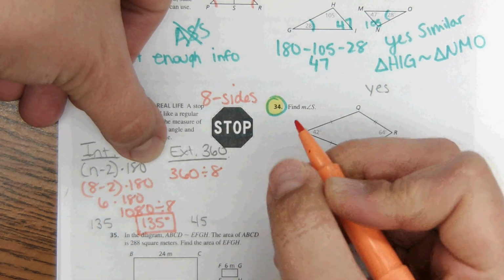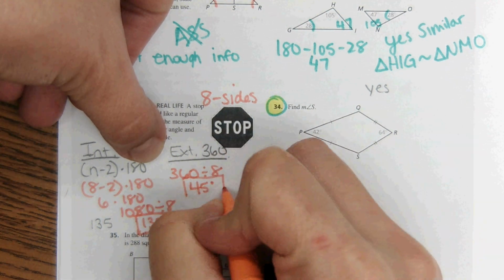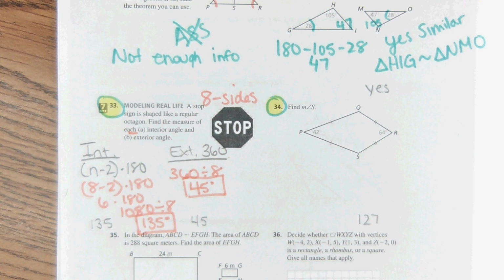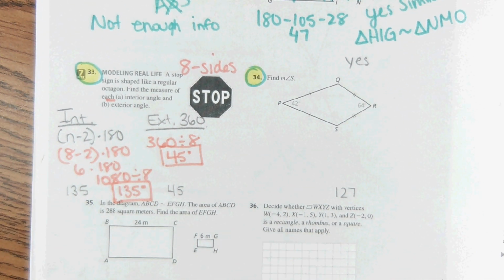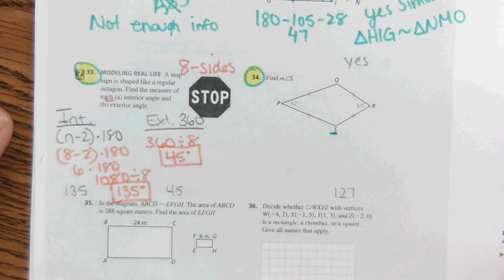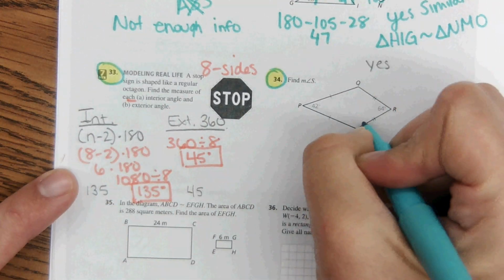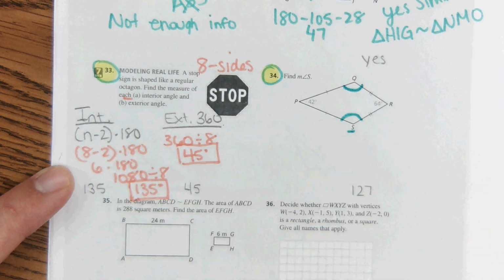Then for the second part of the problem, it wants to know the exterior angles. For any polygon, the exterior angles add up to 360. So do 360 divided by 8, and it comes out to 45 degrees for each exterior angle.